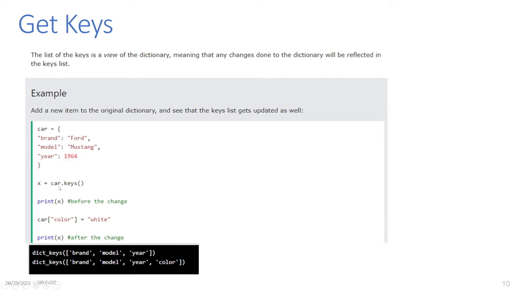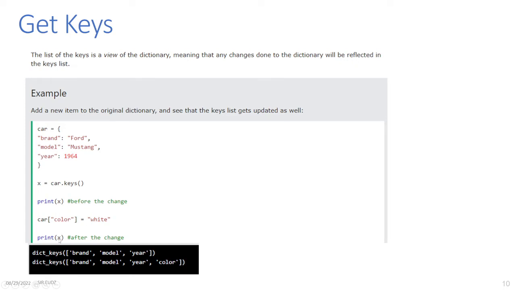So X is equal to car.keys. So this is a reference to this one. So if you print X, it will print this one. So brand, model, and year. And then now we add another key. So car color equals white. So we added another key.